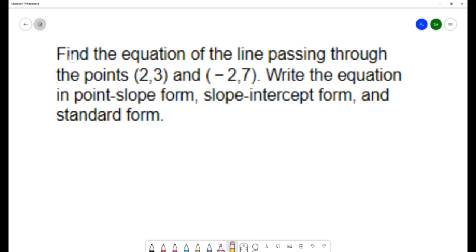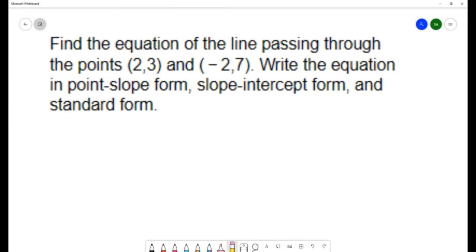On this question, we want to find the equation of the line passing through the points (2, 3) and (-2, 7). Write the equation in point-slope form, slope-intercept form, and standard form. We are going to start with the first format, point-slope form.